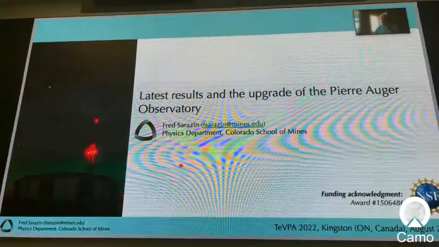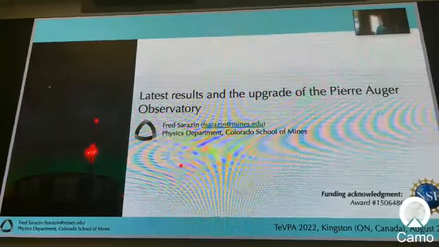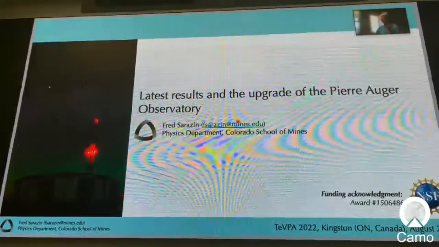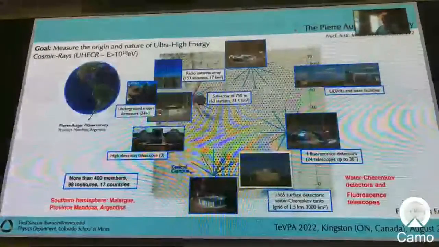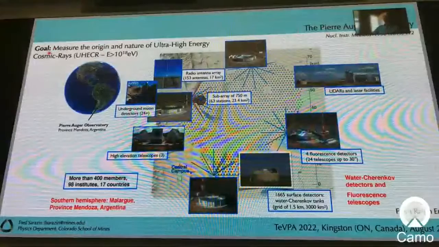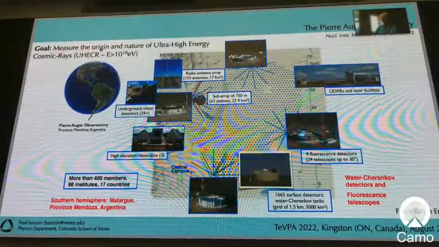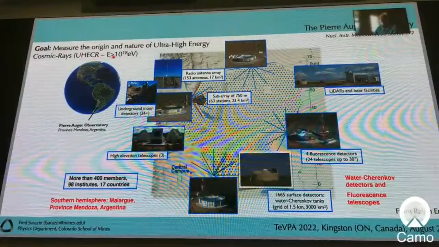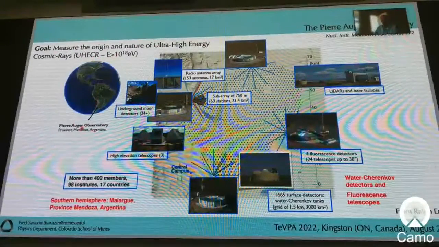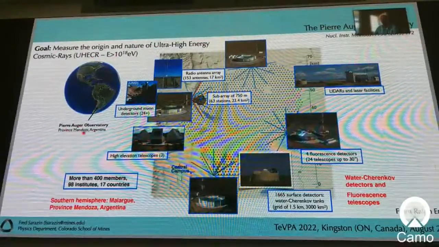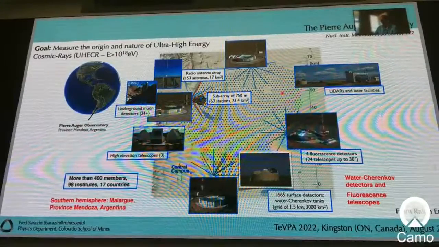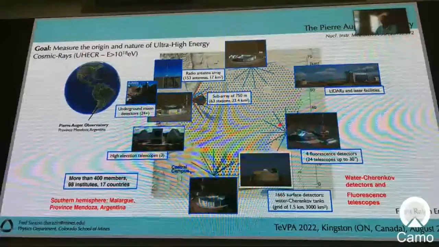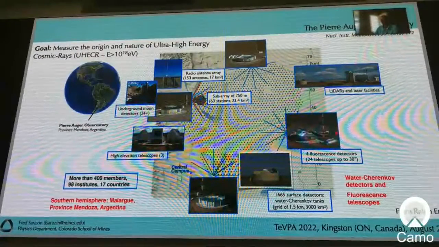So let me talk about the latest version of the Pierre Auger Observatory. You have probably heard about the Observatory already. Its main goal is to measure the energy of ultra-high-energy cosmic rays. It's located in the Mendoza province in Argentina. It's a very, very large detector, about 3,000 square kilometers, about the size of the state of Rhode Island.